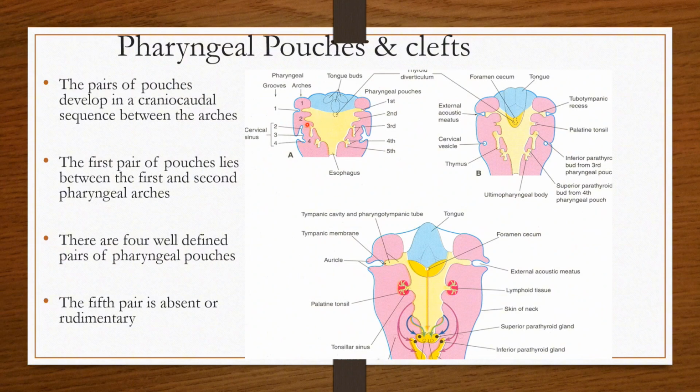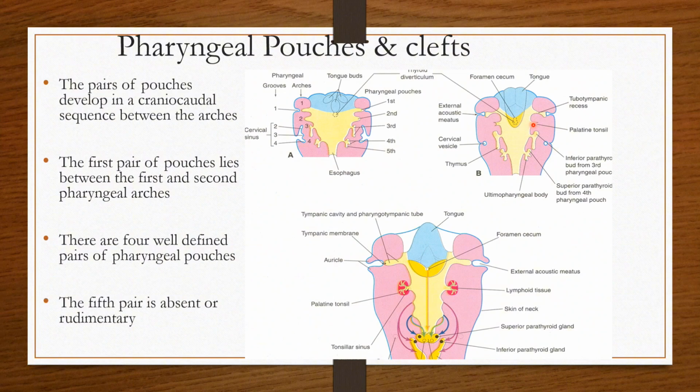Here in this slide you can see the four pairs of the pharyngeal pouches are formed. The first pair is formed between pharyngeal arch first and second, and the second pair is formed between second and third arch, and third pouch is formed between third and fourth, and similarly the fourth pharyngeal pouch. These pouches are lined by the endoderm of the pharynx, and they are forming the different derivatives. So the first pharyngeal pouch will form the tubotympanic recess. Its distal part will form the middle ear cavity, and its proximal part will form the eustachian tube.